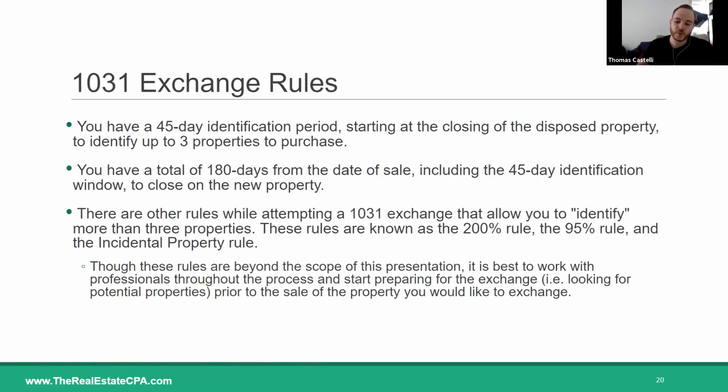These rules are known as the 200% rule or the 95% rule and the incidental property rule. These rules are going to be beyond the scope of today's presentation.